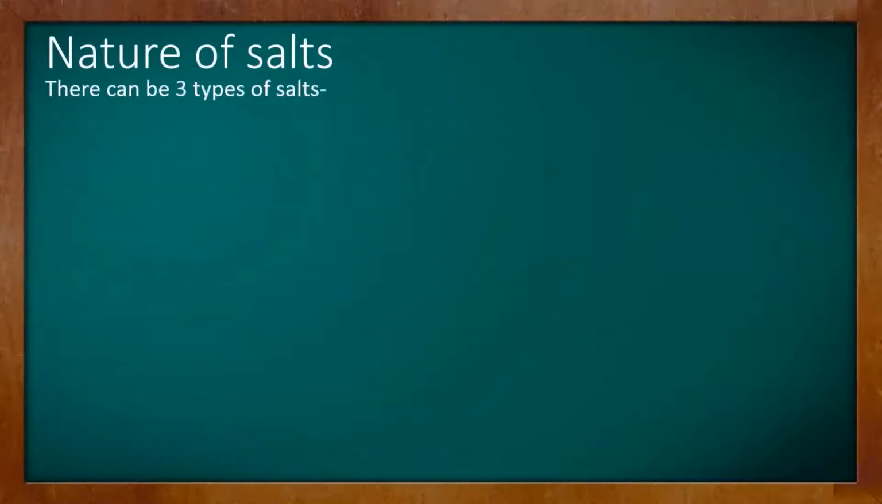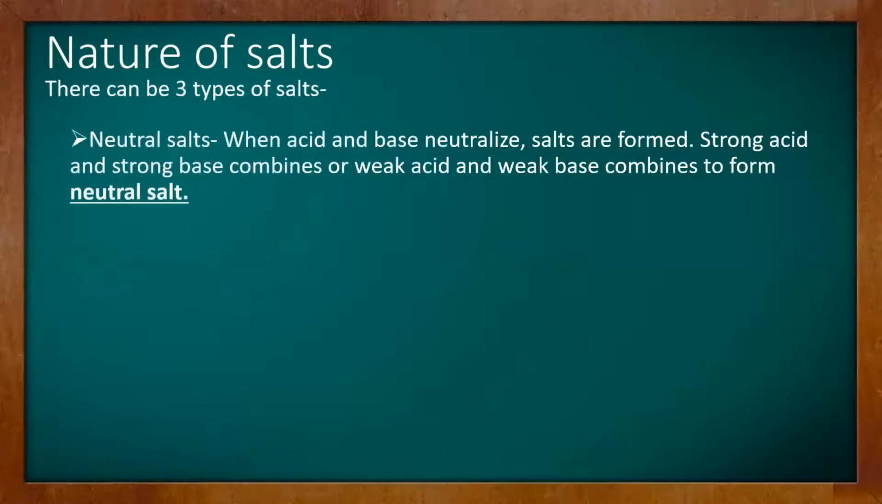There can be three types of salts. Neutral salts. When acid and base neutralize, salts are formed. Strong acids and strong base combine, or weak acid and weak base combine to form neutral salt. For example, like NaCl. When sodium hydroxide reacts with hydrochloric acid, they form NaCl, a neutral salt.